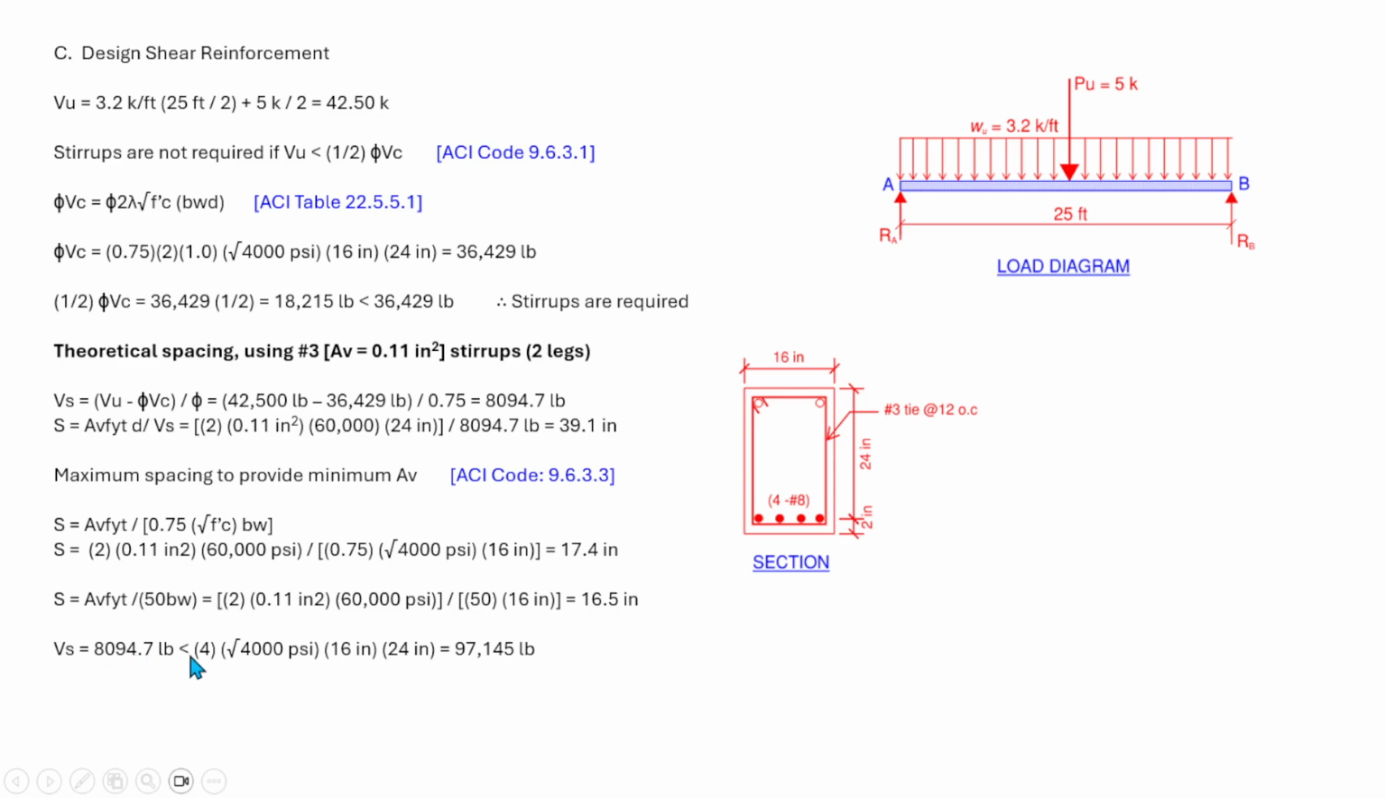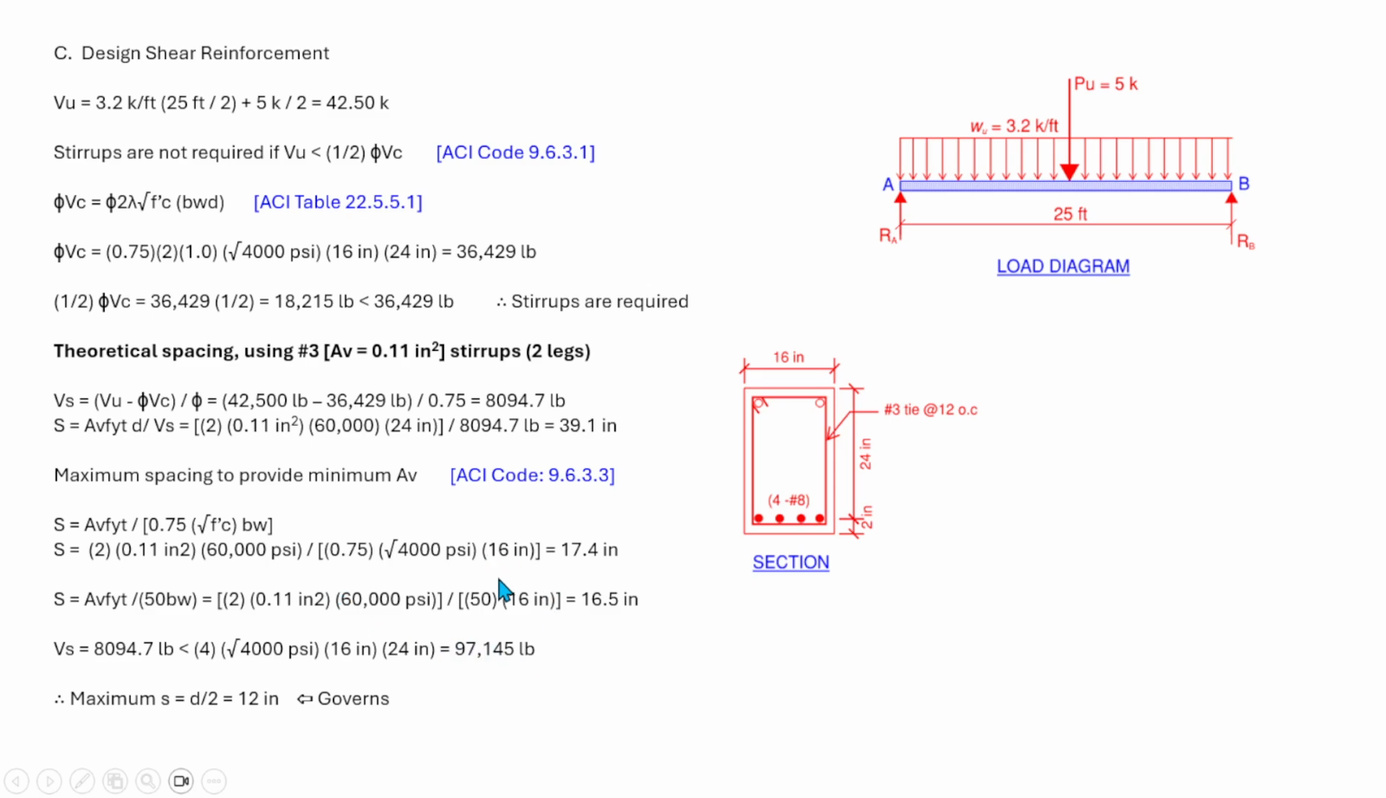So here we have Vs is equal to 8,094.7 pounds, which is less than 4 square root of 4,000 psi times 16 times 24 equal to 97,145 pounds. So our Vs is less than 97,140 pounds. So therefore, the maximum spacing is equal to d over 2, which is equal to 12 inches, and this governs the spacing of the stirrups.